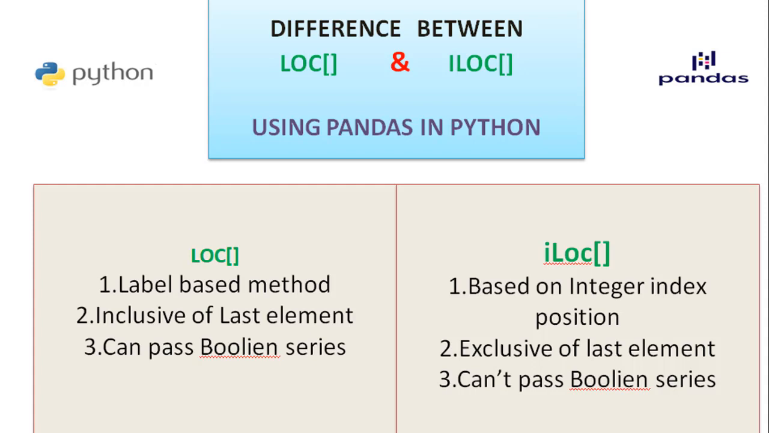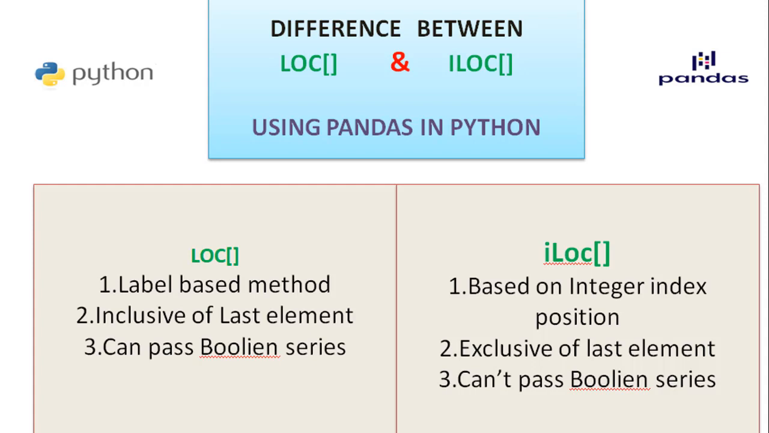Today I will be discussing the difference between loc and iloc using pandas in Python. Before that, I wanted to tell you about what loc and iloc are. Loc and iloc are different data frame methods for selecting rows and columns. These are very important to learn, and they are very flexible and powerful methods. These loc and iloc methods are very helpful when you are retrieving the data from rows and columns in the dataset. Now, let us discuss the difference between loc and iloc.